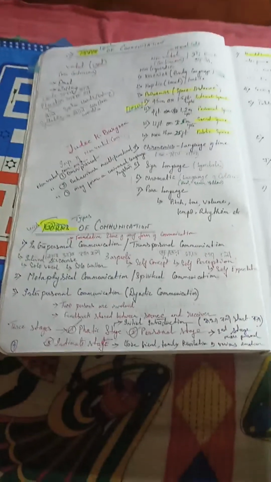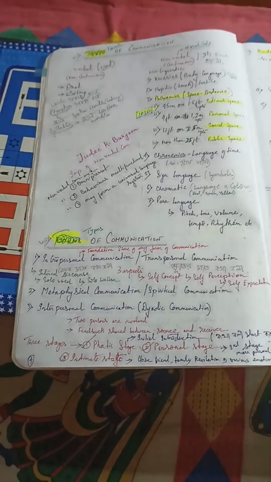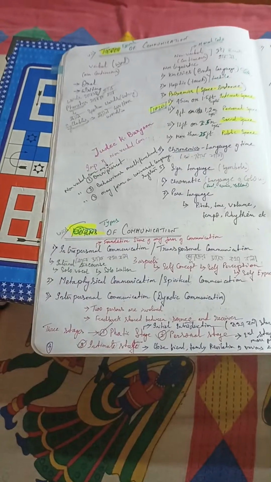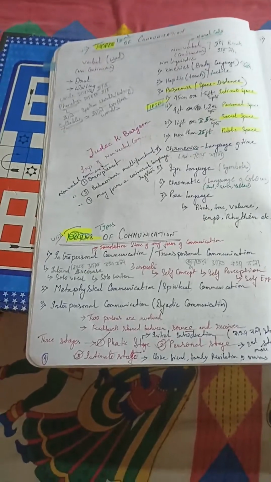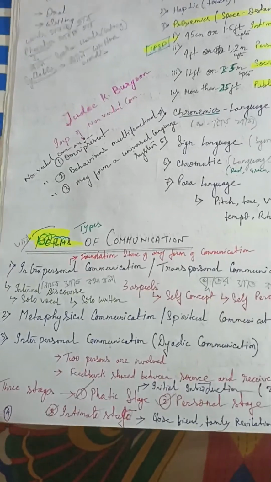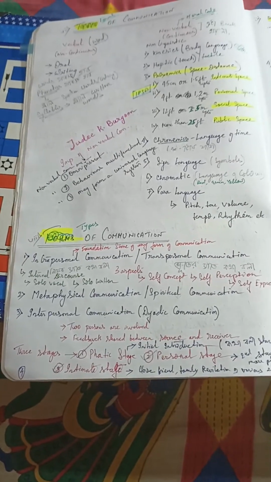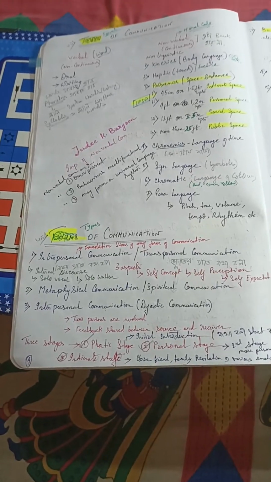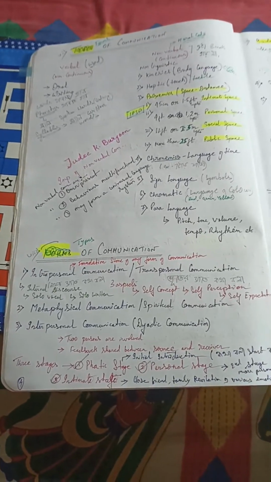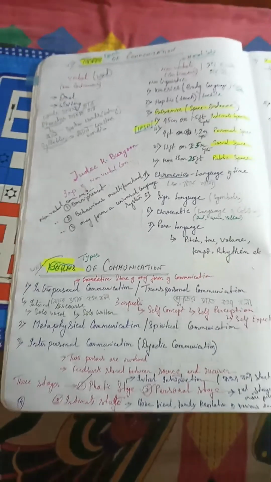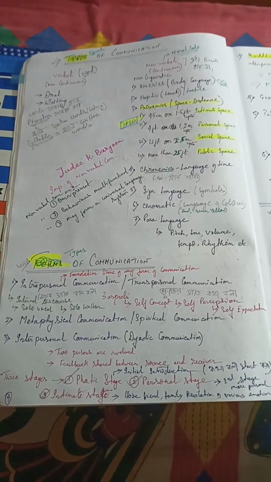Now we have the next part, the forms or types of communication. The types of communication are the foundation stone of any form of communication. Intrapersonal communication or transpersonal communication: transpersonal communication means communicating with the ghost. Interpersonal communication means communicating with others. Intra means communicating with oneself, and inter means communicating with others.